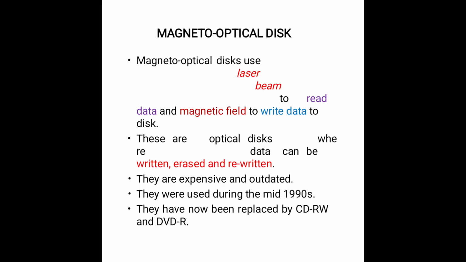Magneto-optical disc uses a laser beam to read the data and a magnetic field to write the data. So these are all the optical discs where the data can be written, erased and rewritten easily. The magneto-optical disc is expensive and outdated because now we are not using it. They were used in the mid 1990s. They have been replaced by CD-RW and DVD-R now.